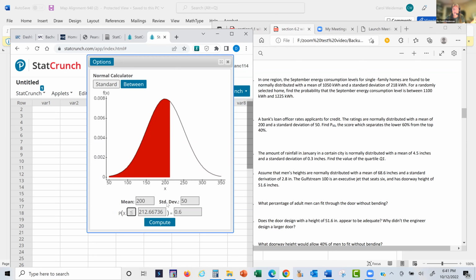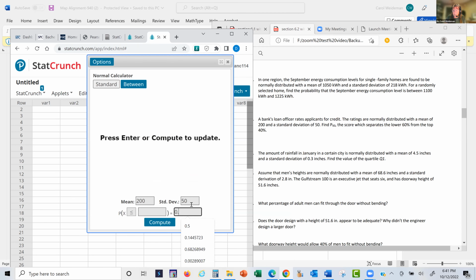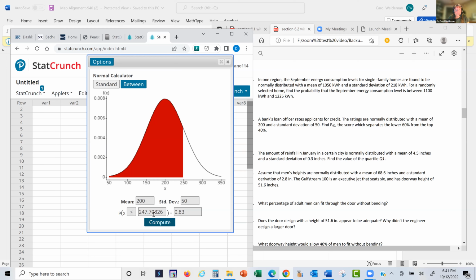So if they ask you to find the 83rd percentile, I would put in 0.83 and compute. And so a credit rating of 247.7 would separate the bottom 83% of the applicants from the top 17%. So 83% of people would have that rating or lower. That's what percentile means. Now, how about a quartile? Let's do the next one.